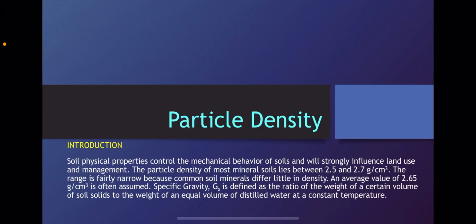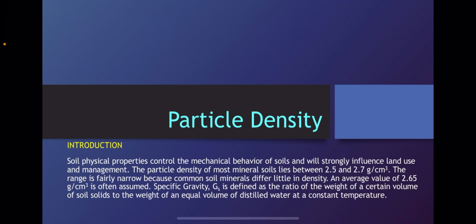Okay, for the particle density, the introduction: the soil physical properties control the mechanical behavior of soils and will strongly influence land use and management. The particle density of most mineral soils lies between 2.5 and 2.7 gram per centimeter cube. The range is fairly narrow because common soil minerals differ little in density. An average value of 2.65 gram per centimeter cube is often assumed.